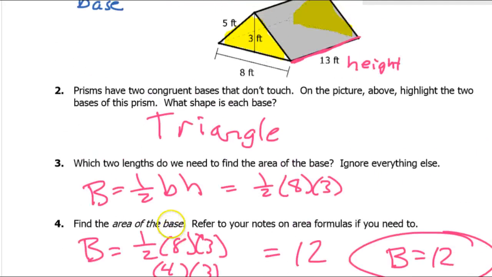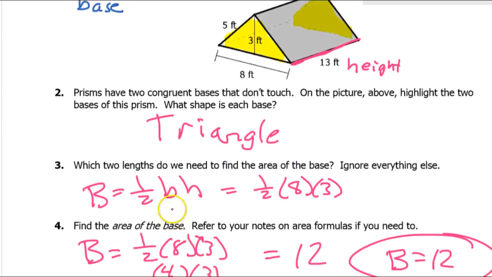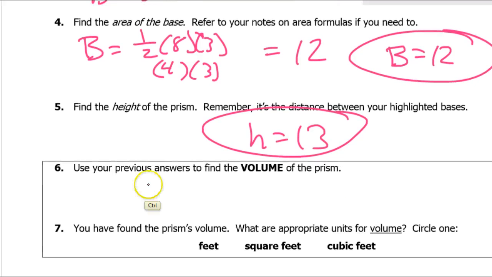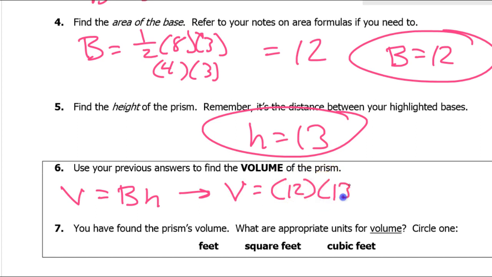The height of the prism, what did I say the height of the prism was? 13. So the height of the prism is 13. The volume of a prism is the area of the base times the height. So that's going to be 12 times 13, which is 156 cubic feet. So feet cubed.